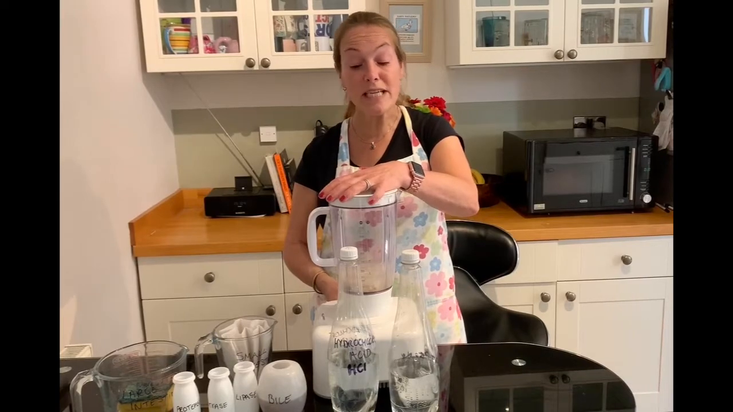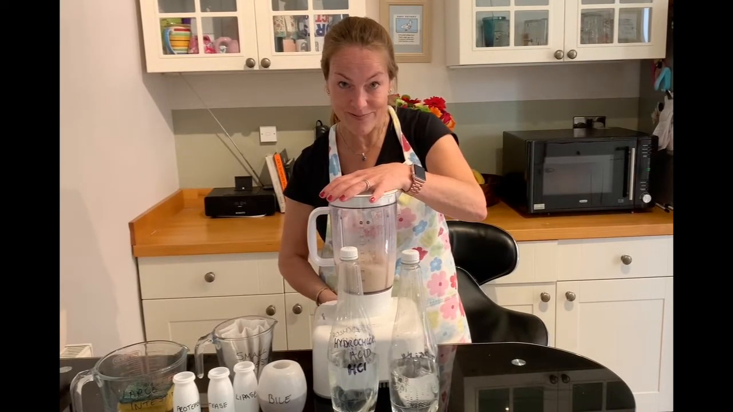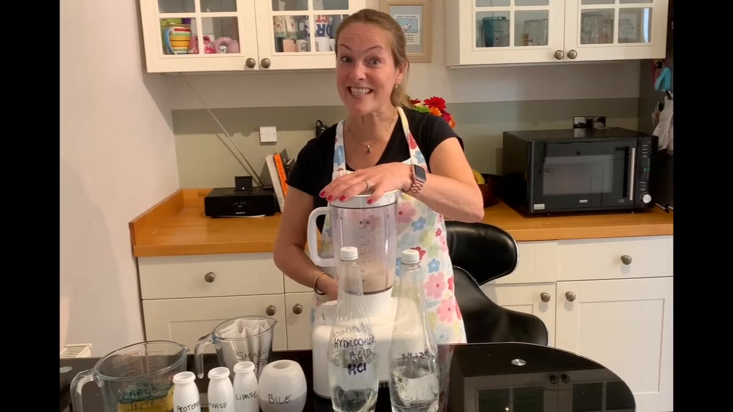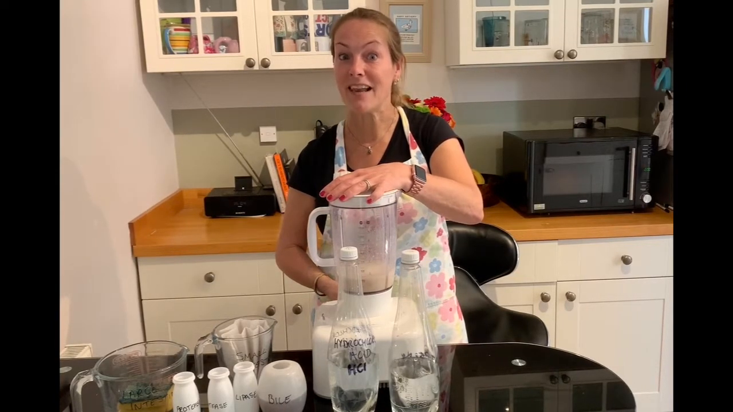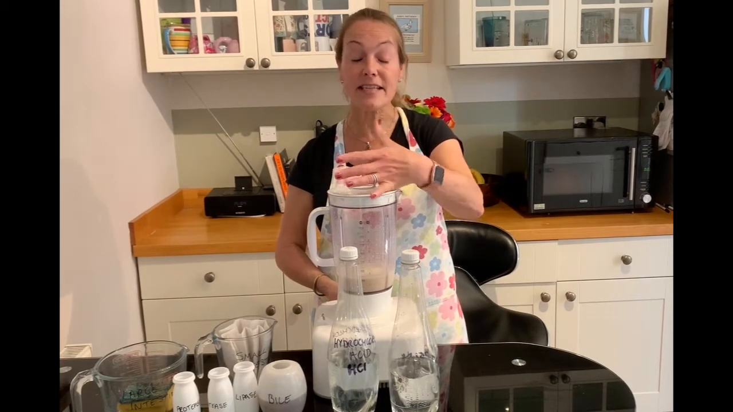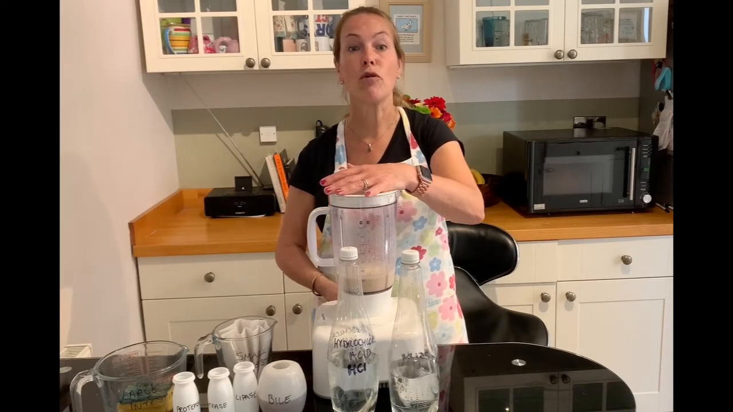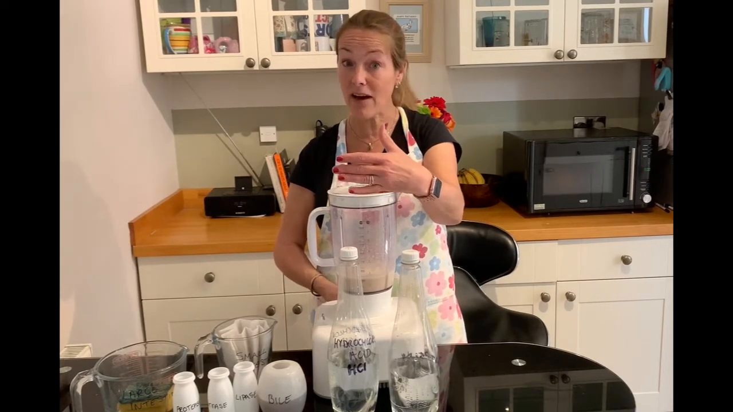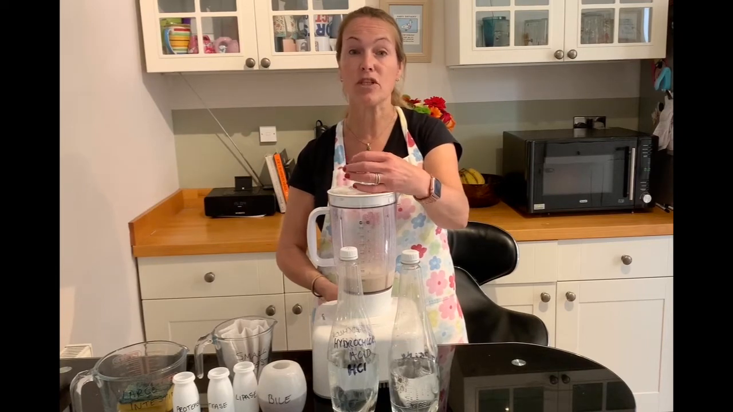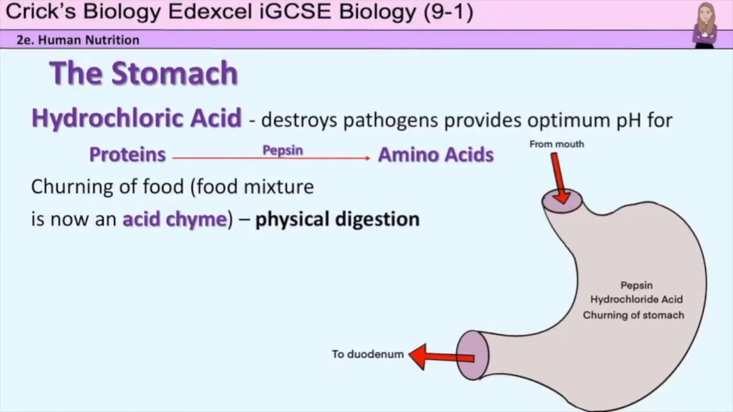And the food is ready to be churned. And that makes a nice acidic chyme. Lovely. We've all known that when we've been sick. And this is going to stay in the stomach for several hours before it moves to the next stage. And it's held there by sphincters, which are special little circular muscles at the bottom of the stomach.